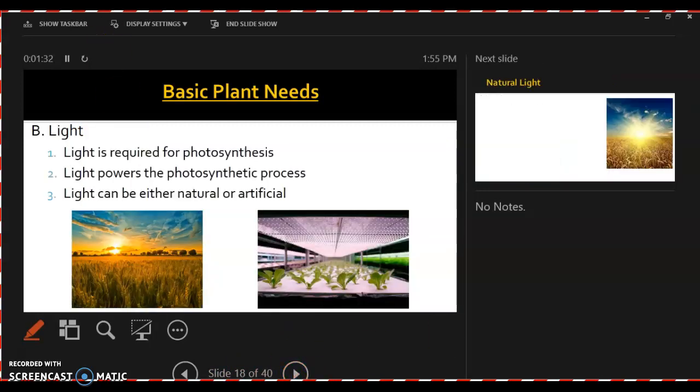Our second need is light. We all know that light is required for photosynthesis. Light powers the photosynthetic process, and the light can either be natural or artificial. Natural light is what plants get outside or in a greenhouse, while artificial light is like a lamp or a specific kind of lamp.